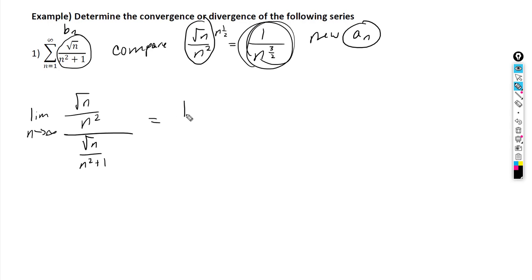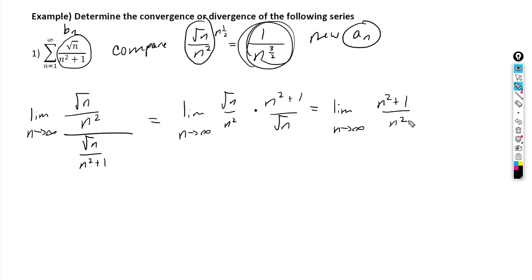Well, this is actually equal to the limit as n approaches infinity of the square root of n over n squared times, now I can flip this as the reciprocal, right? n squared plus 1 over the square root of n. You can see that if I left it as 1 over n squared, or n to the 3 halves power, this might not be easy to cancel. So that's why I'm leaving it as the square root of n over n squared, even though it's the same thing. Well, that's the same as the limit as n approaches infinity of n squared plus 1 over n squared. All right, hopefully we can see that.